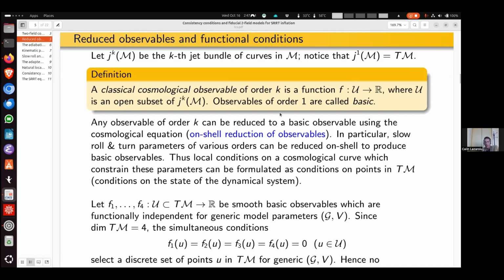classical cosmological observables. Of course, you can consider tensor-valued cosmological observables, which are sections of some pullback of some bundle of tensors defined on this surface M. But here I consider just scalar classical cosmological observables, real scalar cosmological observables. So they are functions defined on some non-empty open subset of Jk of M with values in the real numbers. You can take them to be even discontinuous, but of course the most immediately interesting for us are those that are at least continuous. The nicest ones are those which are smooth.